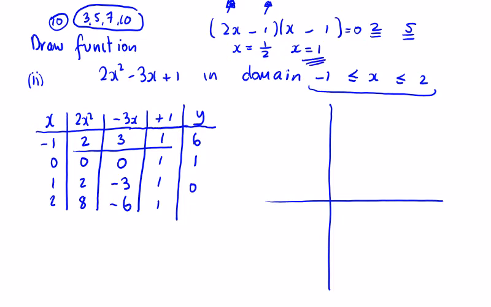And then we get 9 minus 6, which is 3. So if you jot your points down: -1, 6; 0, 1; 1, 0; and 2, 3. So I have to go to 6 on the y-axis, and I have to go from -1, 1, 2, 3 on the x-axis. Got to go to 6. So 1, 2, 3, 4, 5, 6.